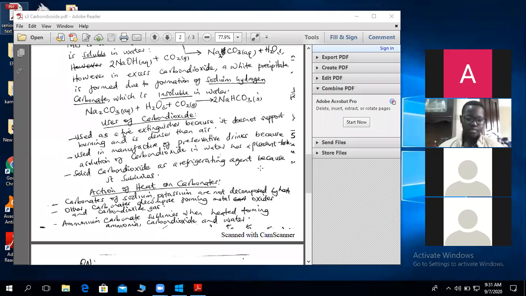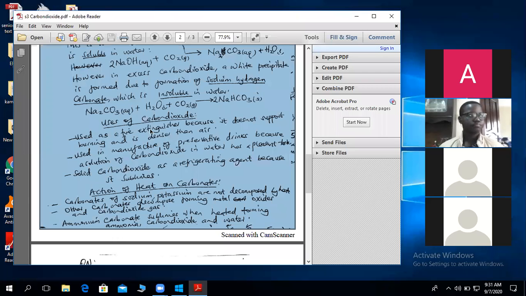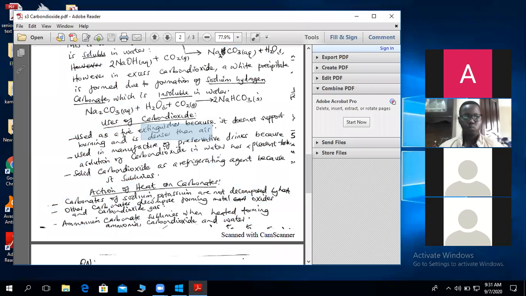The reason, or the property, why it is used to extinguish fire is that it does not support burning, and it is denser than air, meaning it will displace oxygen from the air. And if it displaces oxygen which supports burning, then burning will stop. So that's the reason why it is used as a fire extinguisher.